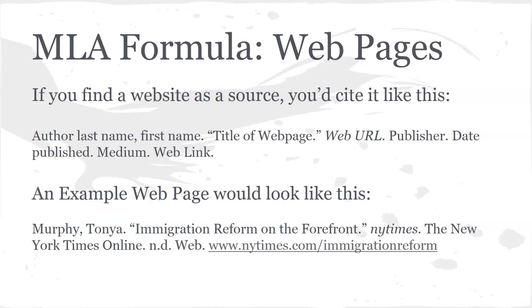Now, if your article does not have a date published, what you would do is put n.d. for no date. That's what you'll put if you can't find a date for your article or your source, n.d. Then I put Web, which is the medium, and then here's my link. And as you can see, it's got the little hand pop up. I can click on that link and go straight to the article.